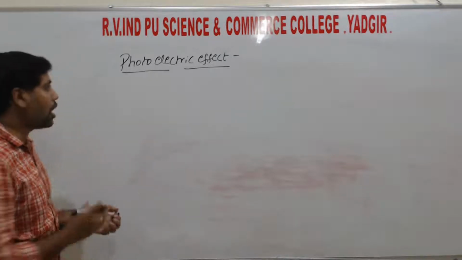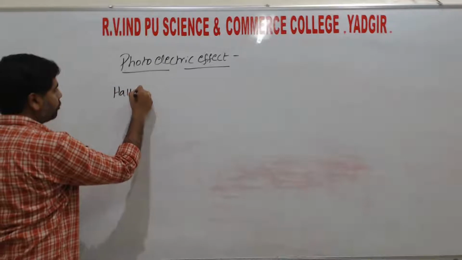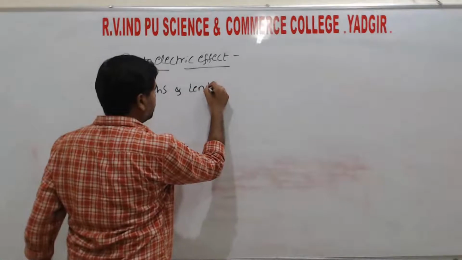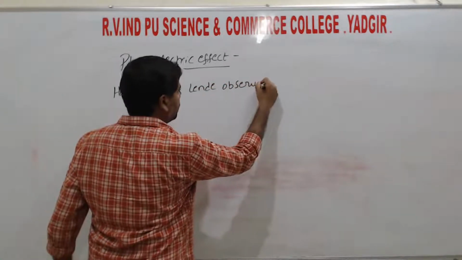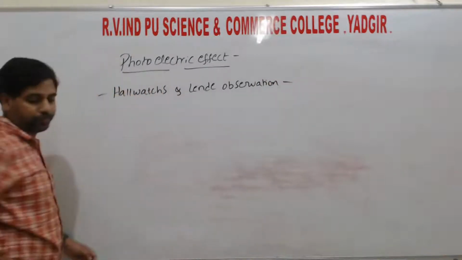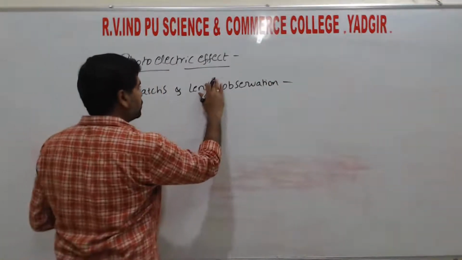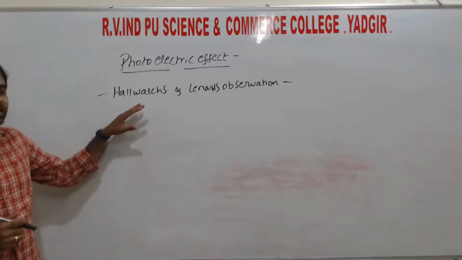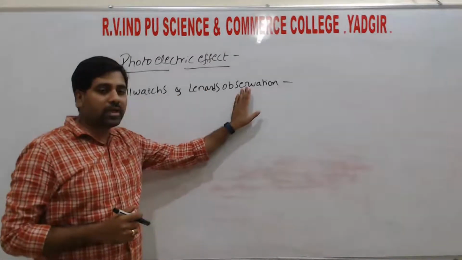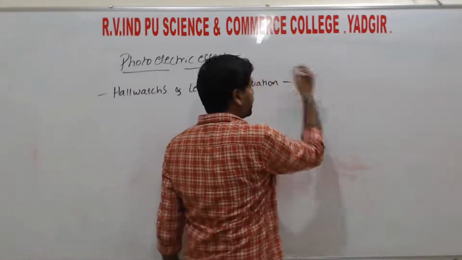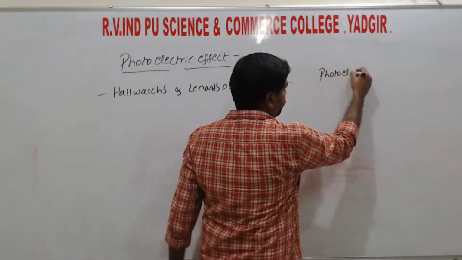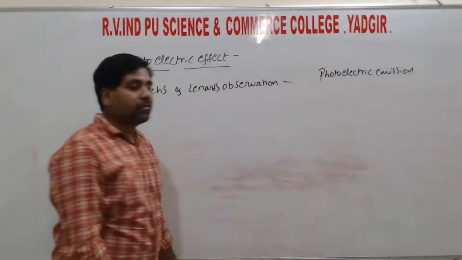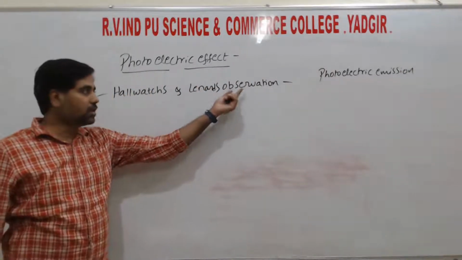So next is Hallwachs and Lenard's observation. So second, after Heinrich Hertz, Hallwachs and Lenard observed the photoelectric emission, that is the photoelectric effect. In this, first we discuss Lenard's observation, right?